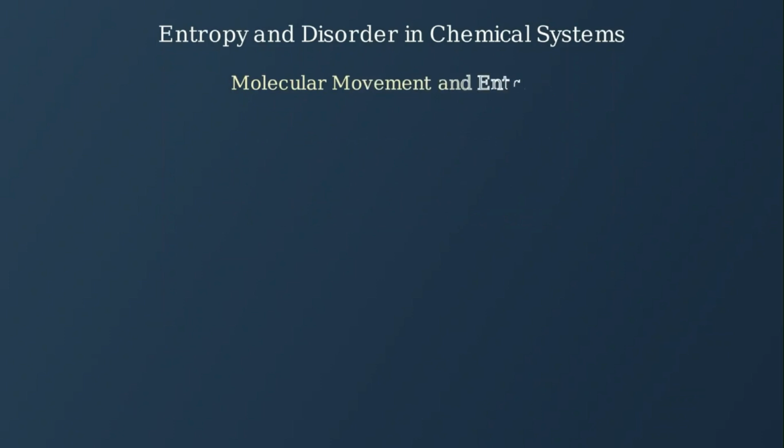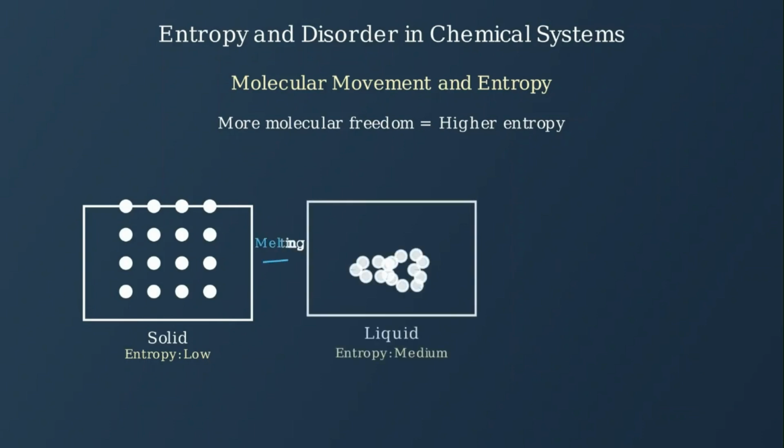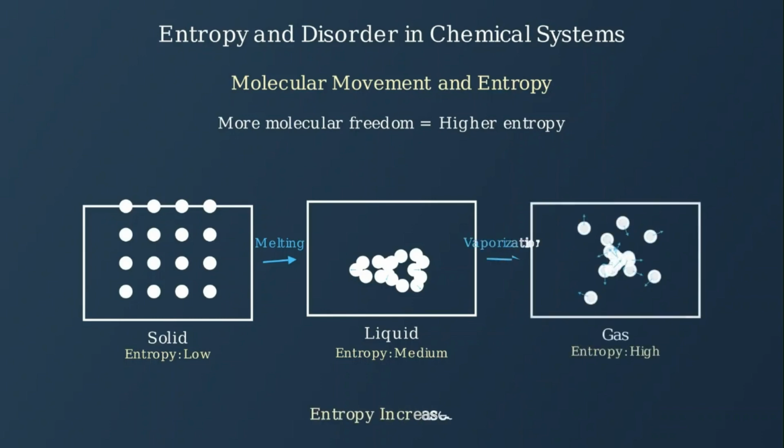To conclude, let's visualize how entropy relates to molecular movement by examining phase transitions. In a solid, particles are locked in a rigid structure with minimal movement, resulting in low entropy. When a solid melts into a liquid, particles gain more freedom to move, increasing the system's entropy. Finally, in the gas phase, particles move freely throughout their container, maximizing disorder and entropy.